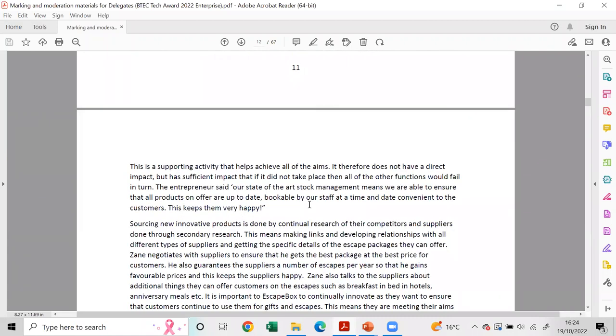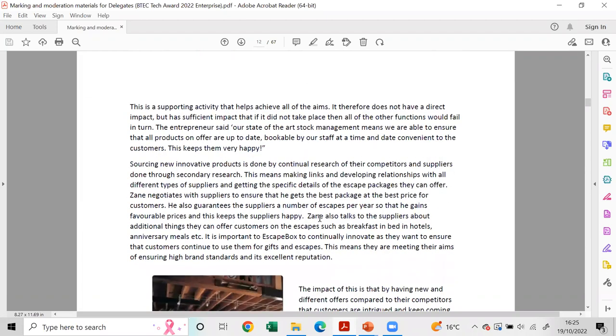Then they've actually gone on to making a little bit of a judgment. This is a supporting activity that helps achieve all of the aims. It therefore does not have a direct impact, but has sufficient impact that if it did not take place, then all the other functions will fall in turn, and so on. And they've gone on to explain that a little bit more.